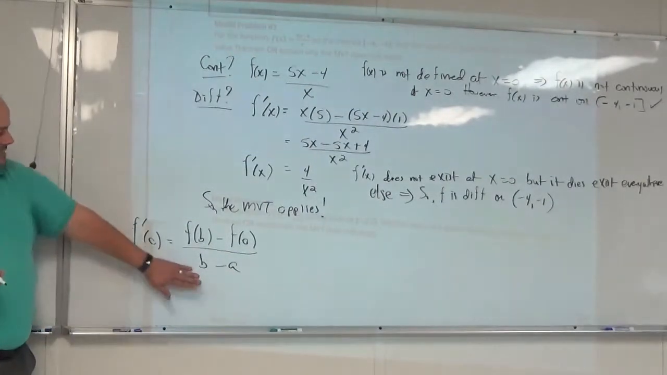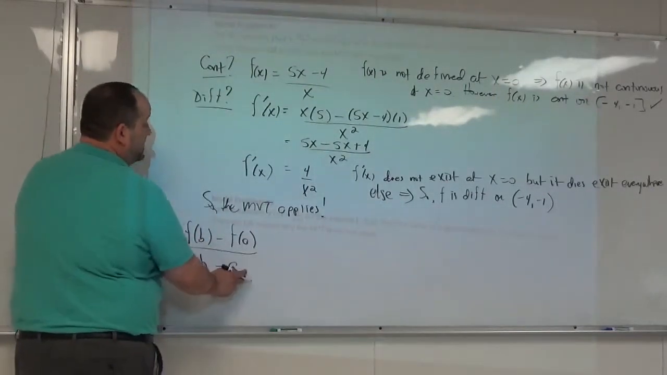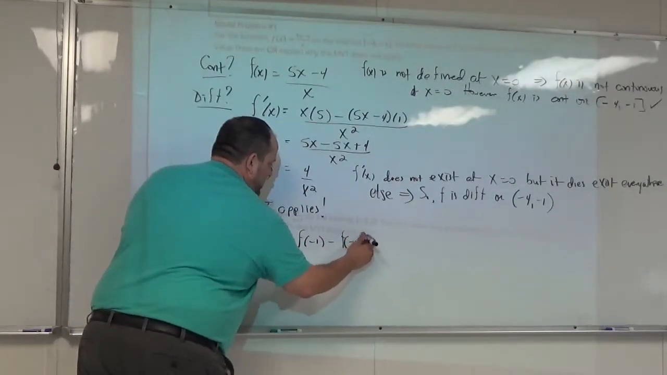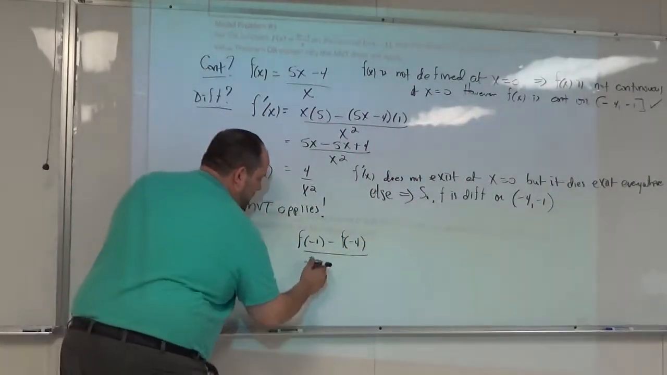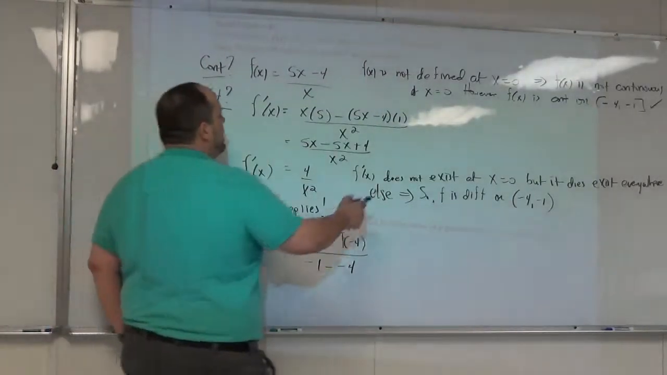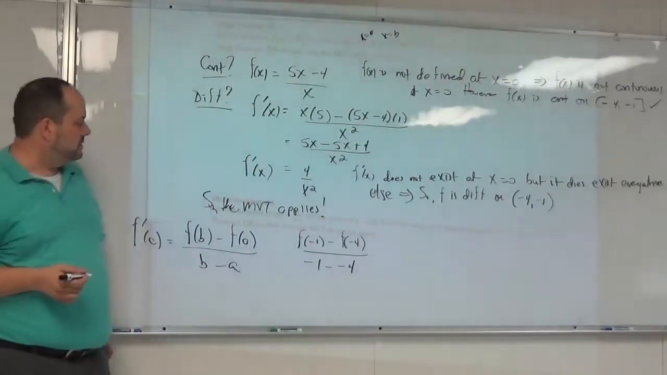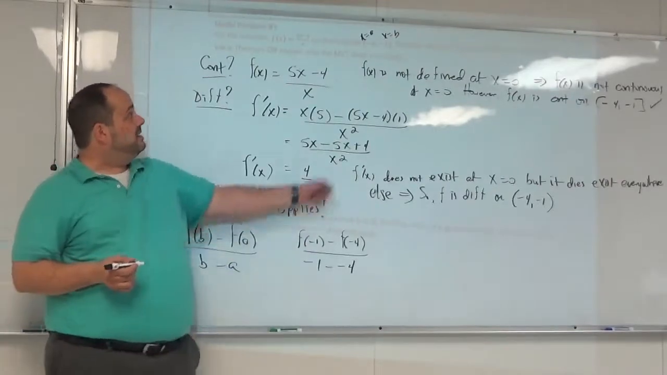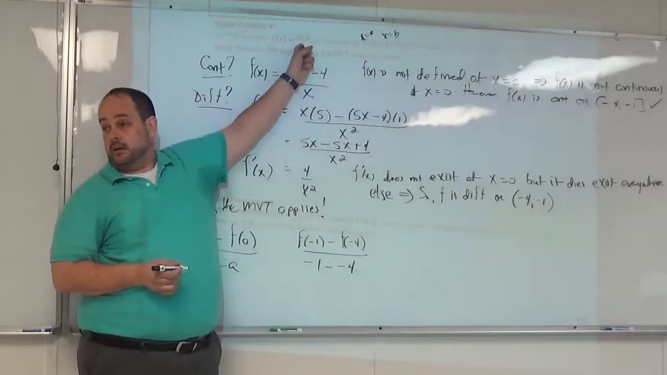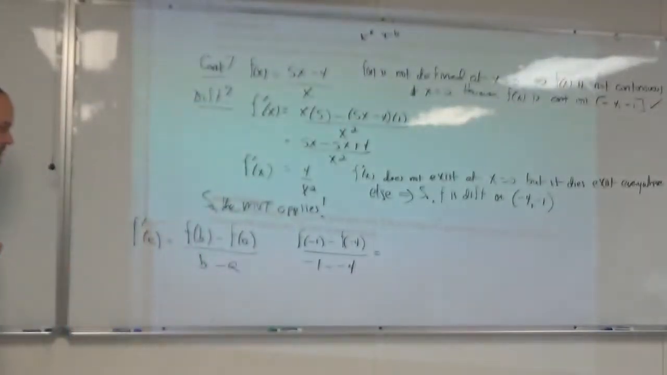What I did last class, and it worked pretty well, let's go find f of B minus f of A over B minus A. That is f of -1 minus f of -4, divided by -1 minus -4. The A and the B are the endpoints of your interval. F of -1, you're going to plug it in. F of -4, we're going to plug it in. We're just finding slopes. Take a minute, do that, see what you can do.